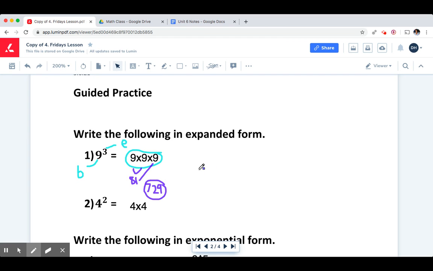I'm continuing to repeat this misconception so that nobody has it. We multiply our base times itself, depending on the exponent. Here, we multiplied 9 by itself 3 times. 9 times 9 times 9. If we were to solve, it would be 729.